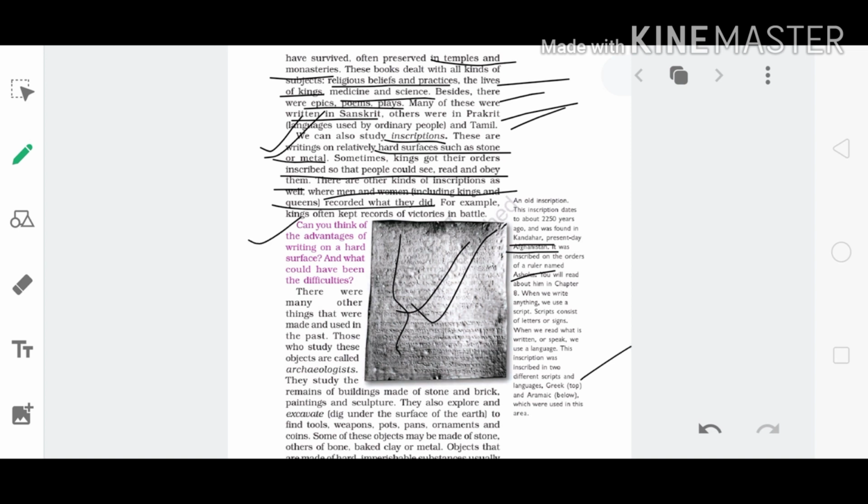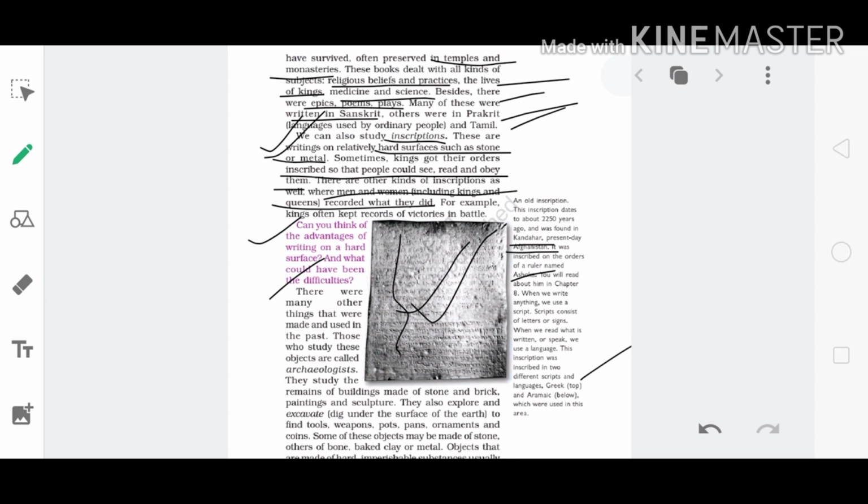So here's a question, students. Can you think of the advantages of writing on a hard surface? The advantage is that it does not get destroyed by insects. And what could have been the difficulties? Writing takes a lot of time and energy on a metal object because it is very, very hard, right? So we came to know about two important sources for finding out about our past: inscriptions and manuscripts.